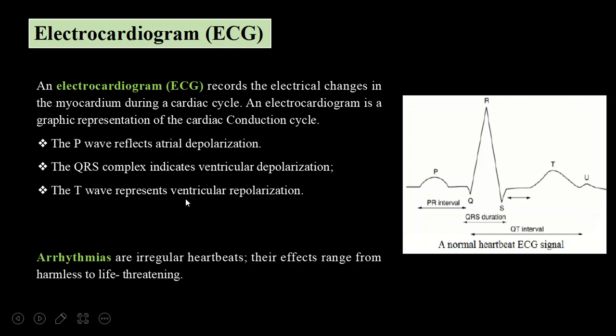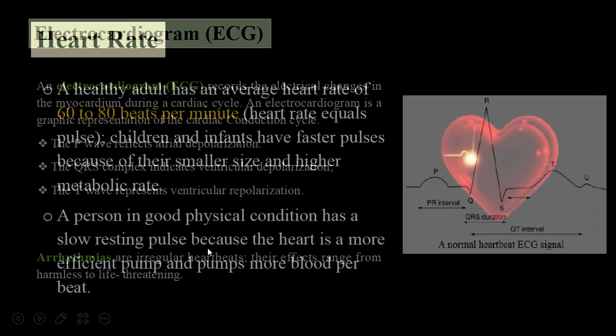And we have the T wave, which represents ventricular repolarization. The ventricle was depolarized, so it will become repolarized. Arrhythmias are irregular heartbeats. Their effects range from harmless to life-threatening. An arrhythmia is a disorder where the heartbeat is abnormal or irregular.